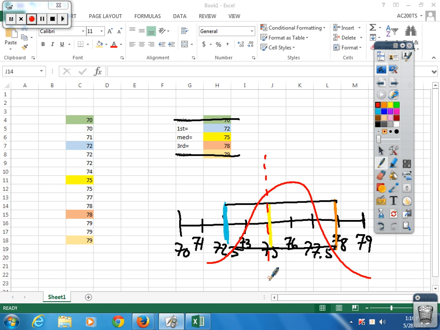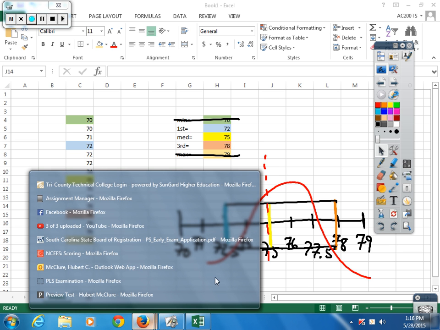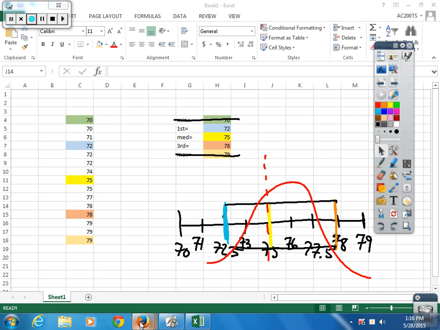I don't know what they're asking, but let's see what the question's asking. Oh, 5-number summary. That's what it's asking. 70, 72, 75, 78, 79. Y'all need to write those down so that you can tell me what they are.